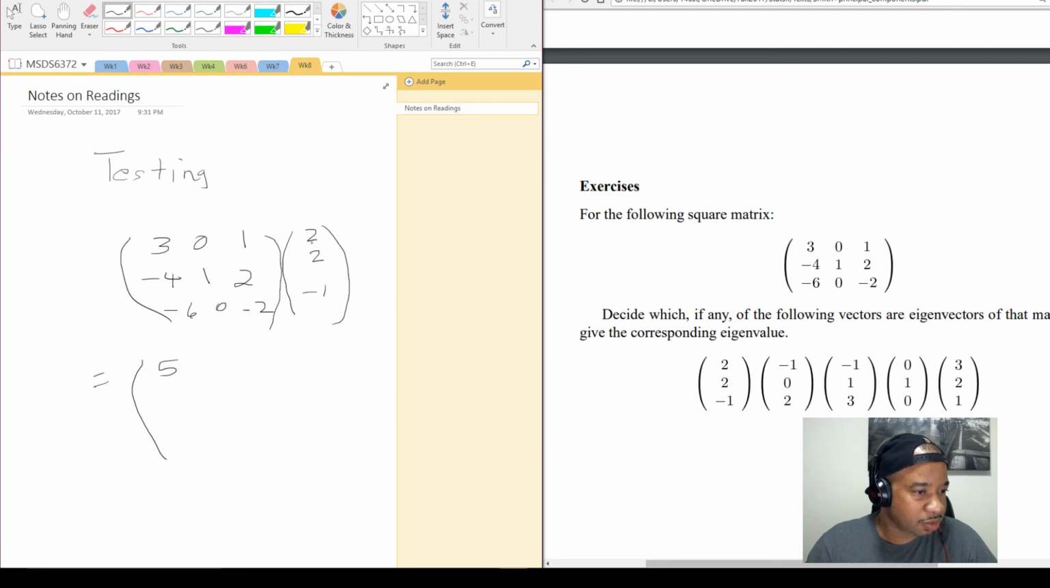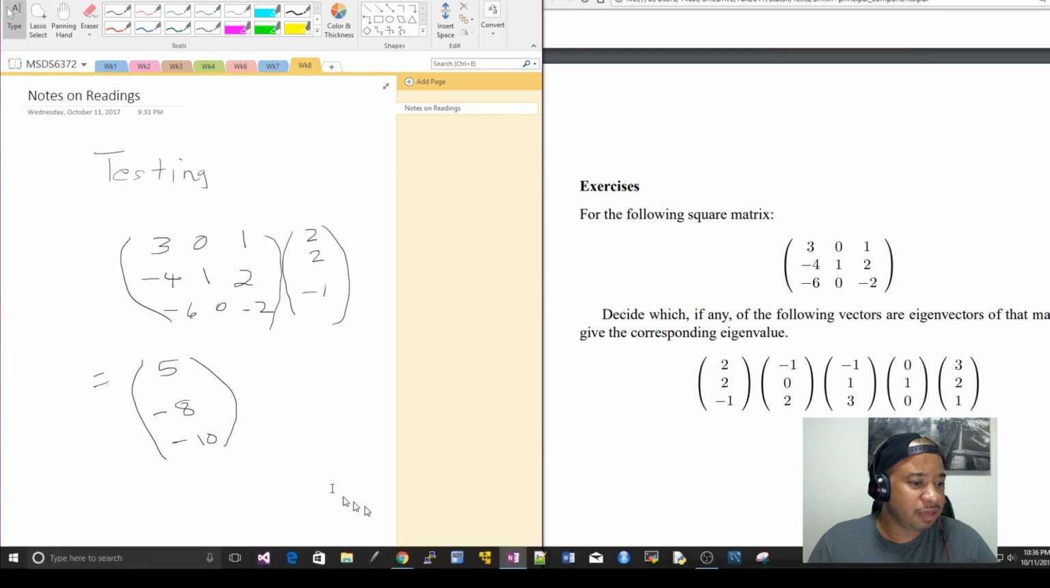Now I do the second column. 2 times that, 2 times that, 2 times that, and add them up. 2 times that's negative 8. 2, that's negative 6. Negative 2, that's negative 8. And then finally multiply the last one. 2 times that is negative 12, 0, so negative 10. So that's what I got. Now, this doesn't seem to make much sense because when I multiplied it out, it's not a multiple. There's not a single number that I can multiply this by to get what I have there.